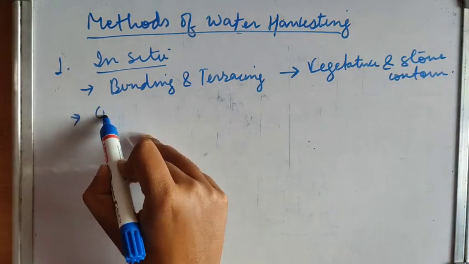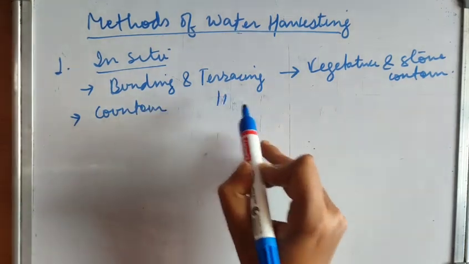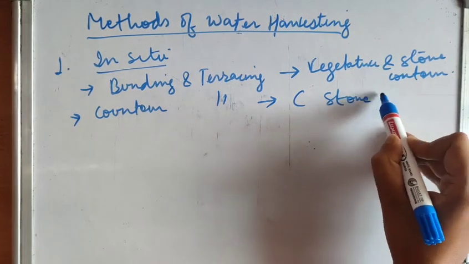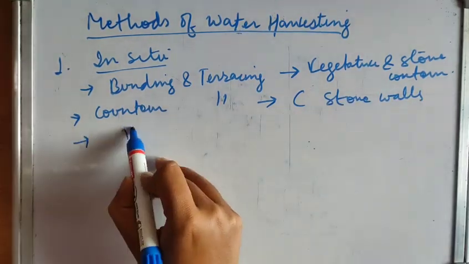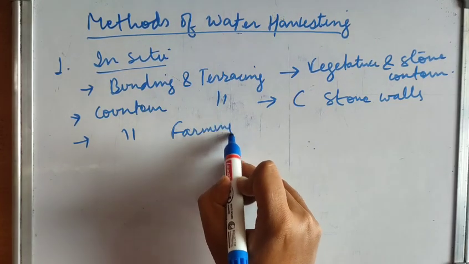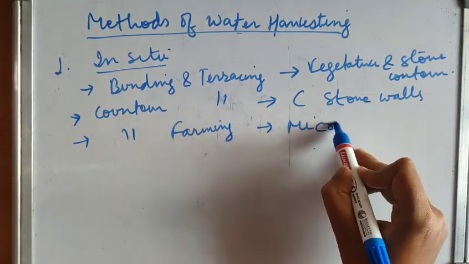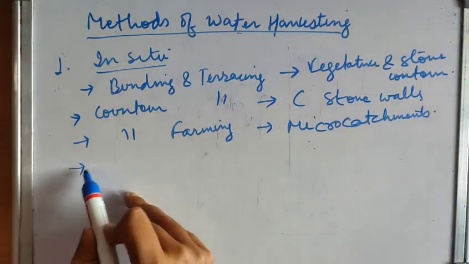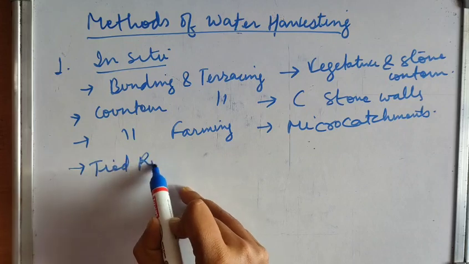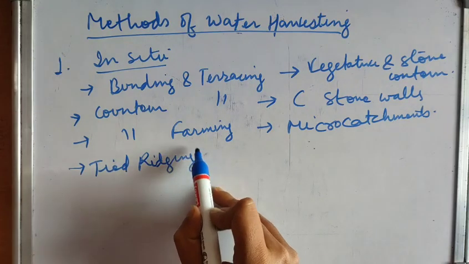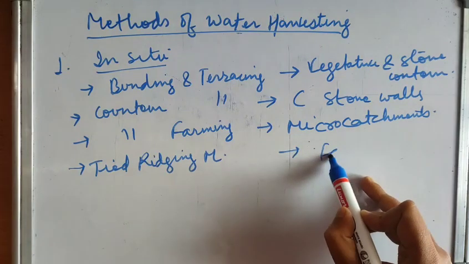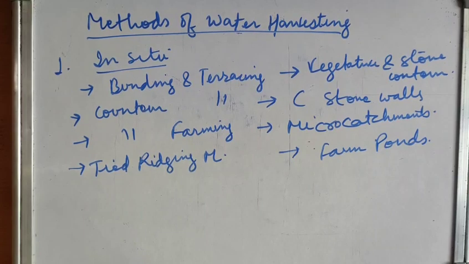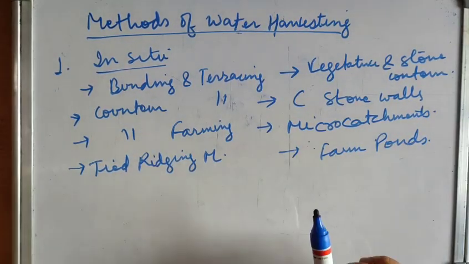We've got contour terracing, contour stone walls, contour farming, micro catchments, tide ridging methods, farm ponds. So these are some of the in situ methods of water harvesting.